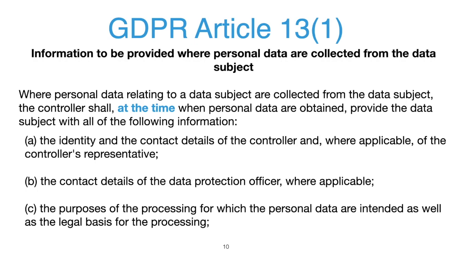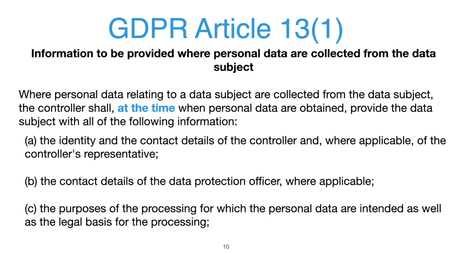And it would be interesting actually to go and look at a website or a service you're signing up for and to see if all of this information is in fact provided. If it's not provided, there's a big problem there. So in Part A, we must provide the identity and the contact details of the controller.